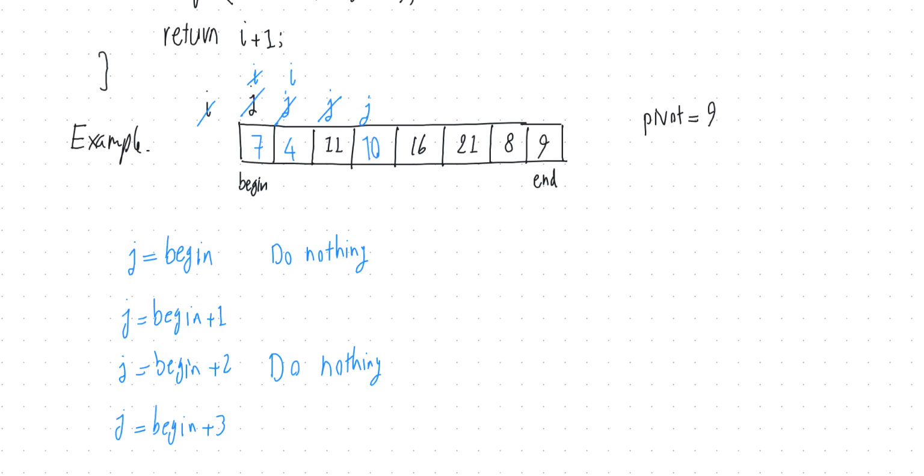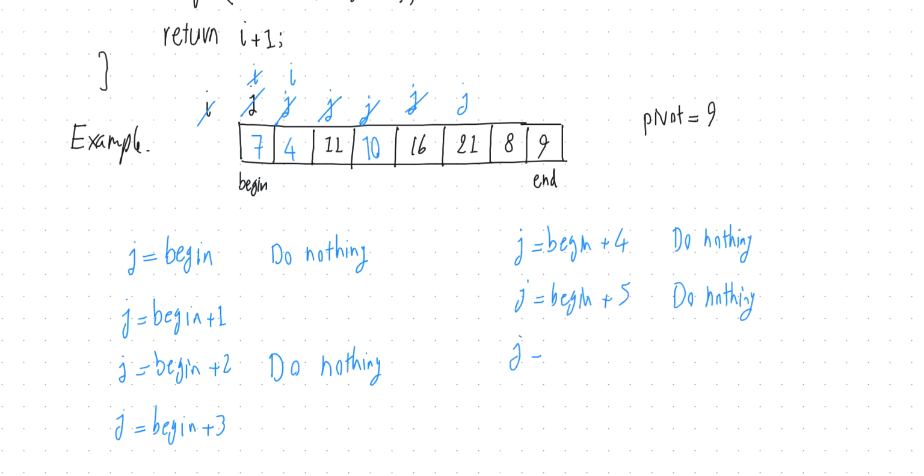Okay, then next iteration, J becomes begin plus 4. So J goes to the next location. Is A at J less than the pivot? It's not, so do nothing and go to the next iteration. J becomes begin plus 5. It goes here. Is A at J less than the pivot? No, it's not, so do nothing. J goes to the next index, begin plus 6. So here, is A at J less than the pivot? Yes, it is. So it should be moved to the left side.